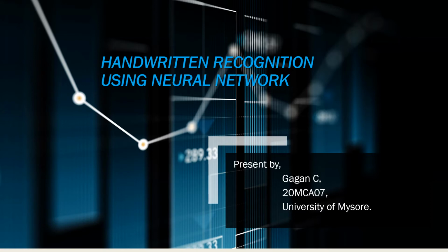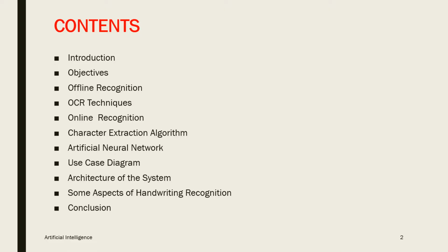In this video, I will be presenting on the topic handwritten recognition using neural network. These are the contents we look upon: introduction, objectives, offline recognition, OCR techniques, online recognition, character extraction algorithm, artificial neural network, use case diagram, architecture of the system, some aspects of handwriting recognition, and finally the conclusion.